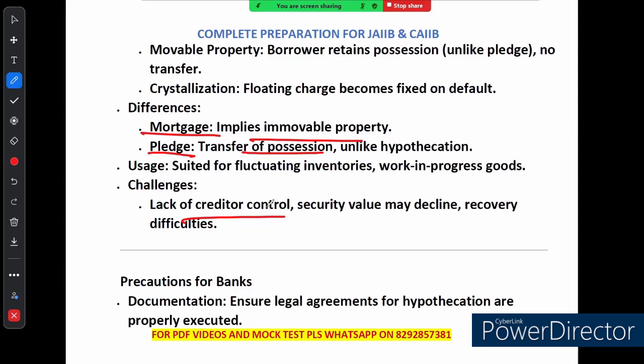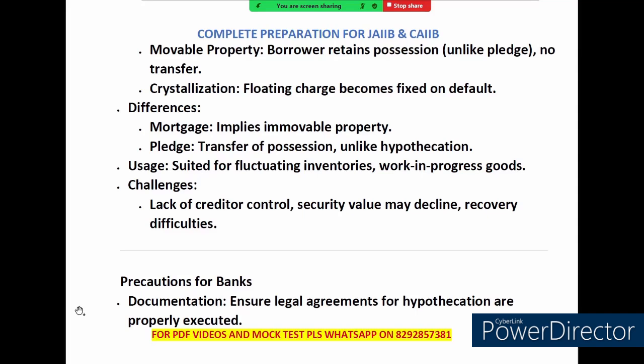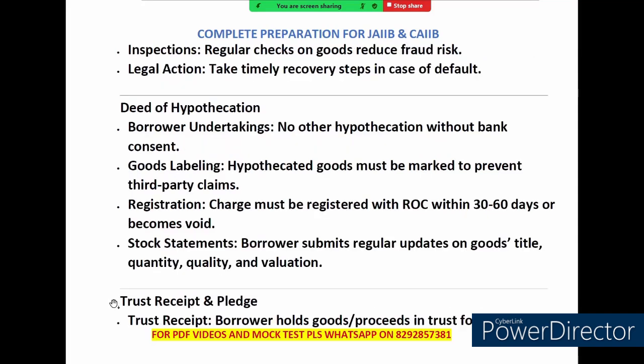Now let's start with precautions for the bank. So the bank needs to ensure all legal documents for hypothecation are properly signed and executed. Inspections are crucial. Regularly checking the goods helps reduce the risk of fraud. If the borrower defaults, the bank must take timely legal action to recover the loan.